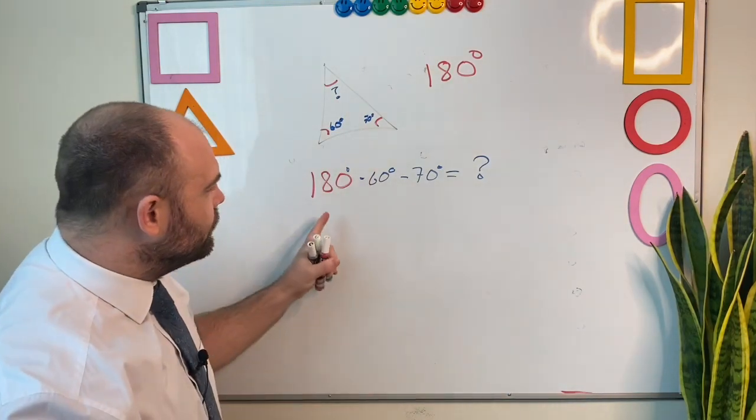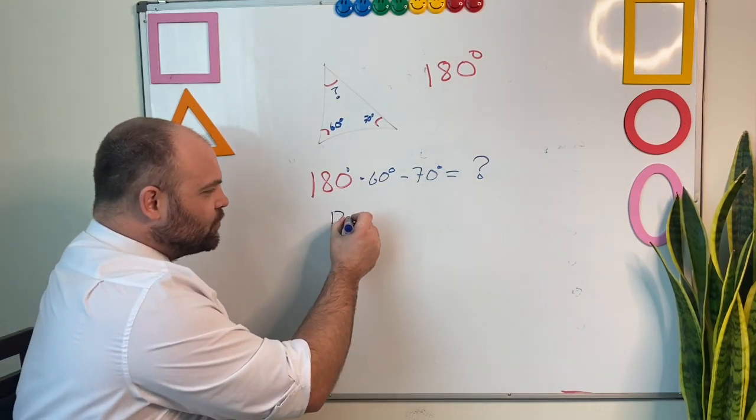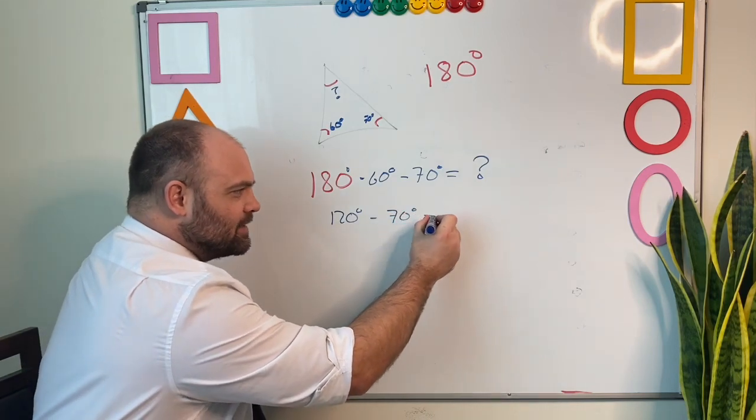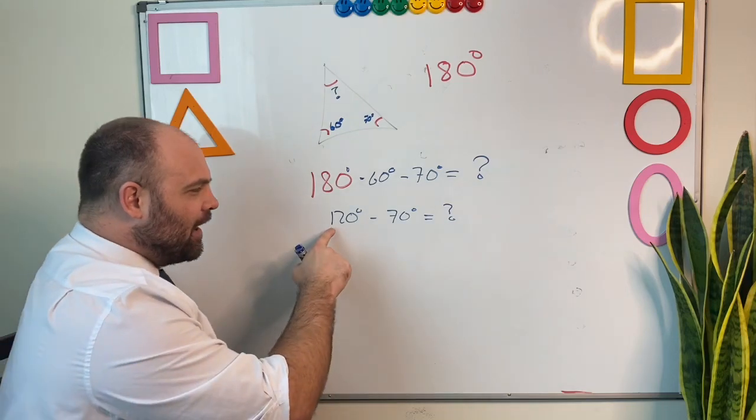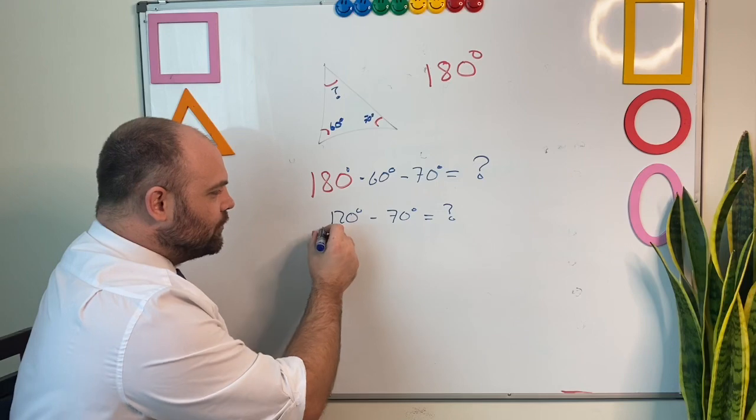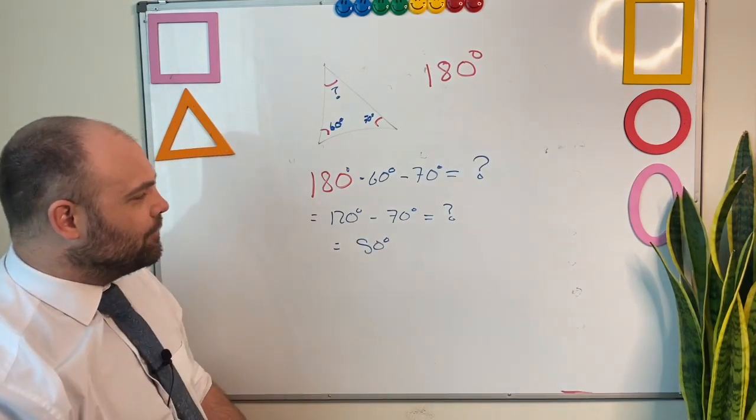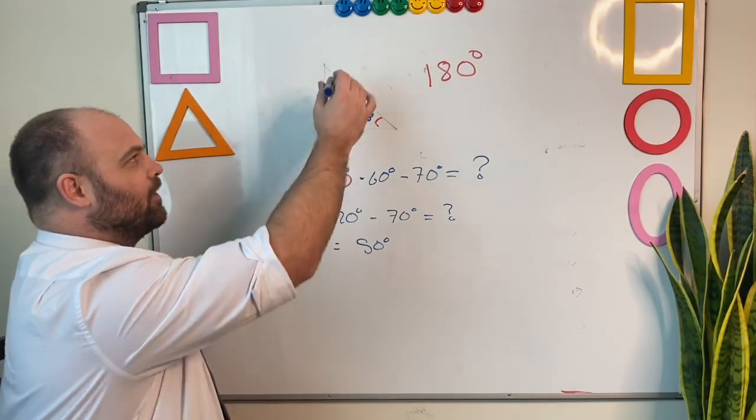Okay, so 180 minus 60 is 120 degrees, minus 70 degrees is equal to my missing angle, and then 120 degrees minus 70 degrees is equal to 50 degrees. Okay, so 50 degrees is my missing angle.